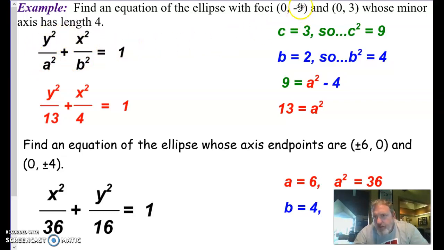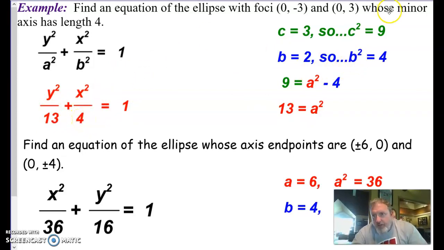So from the center point to the foci is 3, so we know 3 is equal to c. And we know the minor axis has a length of 4, so half of that is your b value. Half of the minor axis is b, so if the whole thing is 4, half of that is 2, so b squared is 4. Now that we have c and b, we can solve for a. We know that c squared equals a squared minus b squared, and if we solve that, a squared is 13, so 13 goes here, and b squared is 4, that goes there.